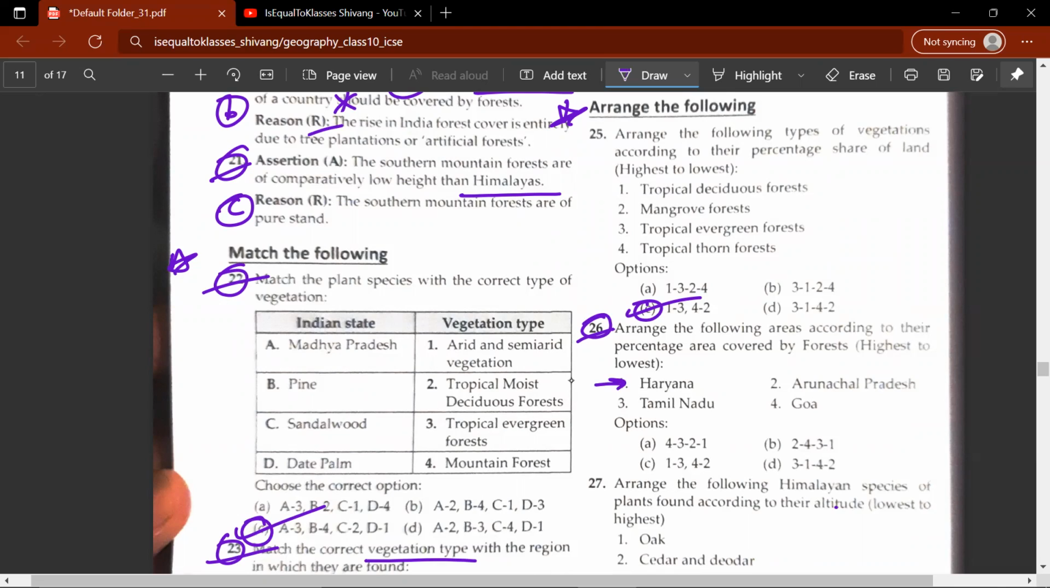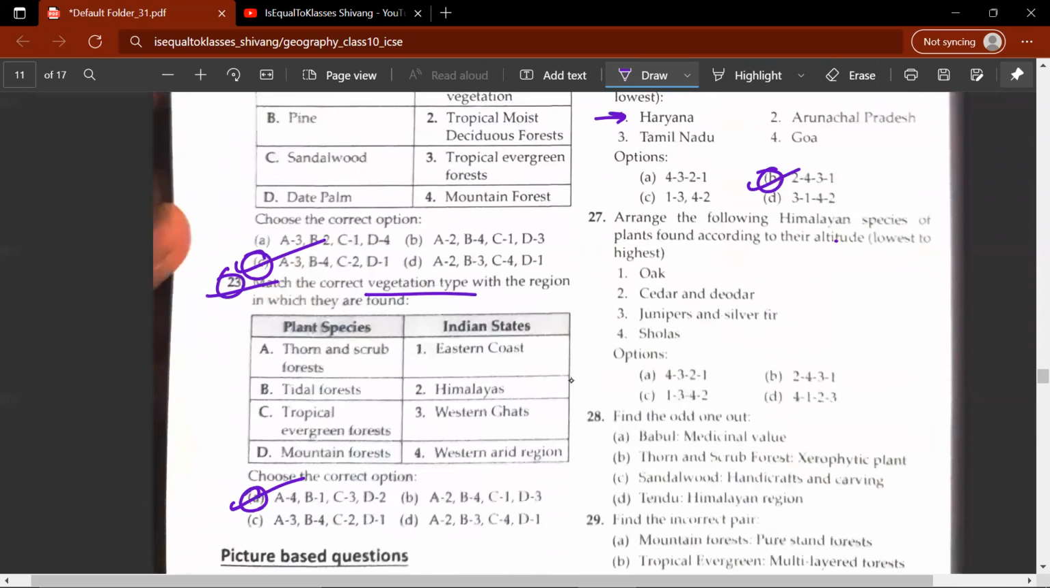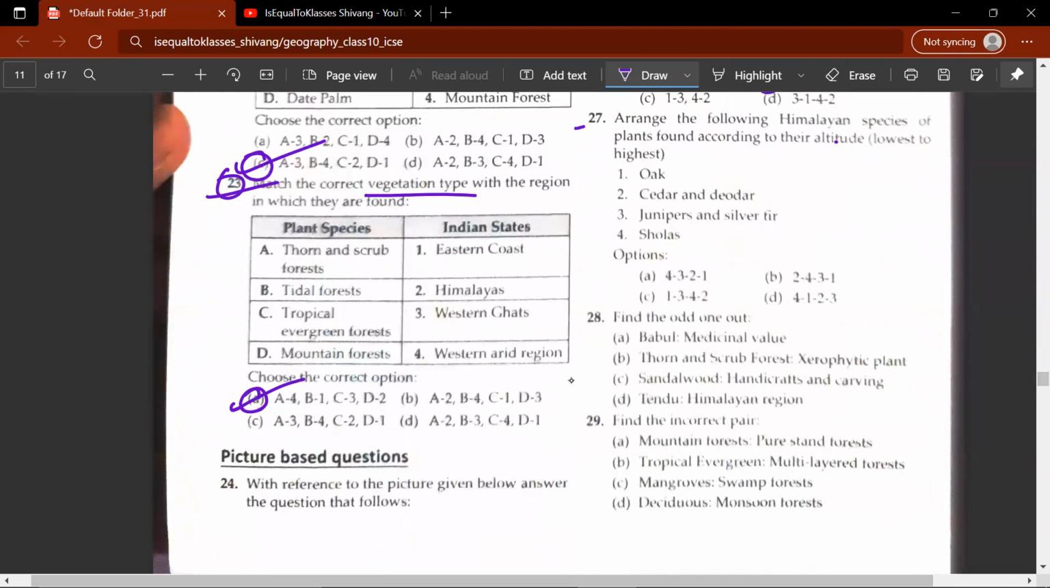Haryana or Arunachal Pradesh, Tamil Nadu or Goa. So the correct option for this would be B, 2, 4, 3, 1. The 27th question: arrange the following Himalayan species of plants found according to their altitude, lowest to highest. So for this, the correct answer would be D, 4, 1, 2, 3. Okay, so let's move on.